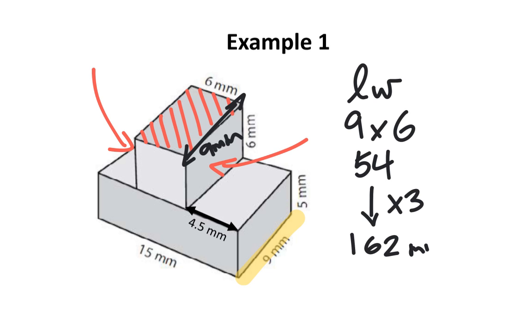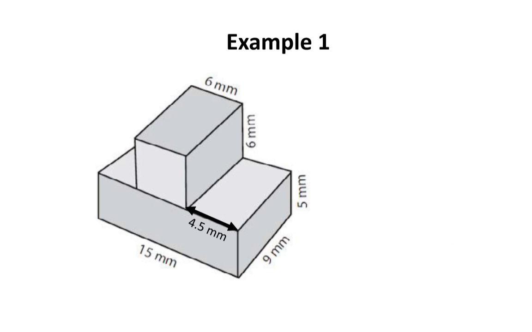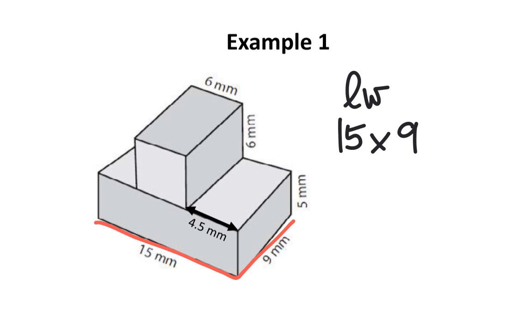162 millimeters squared. Last but not least, I'm going to focus on the bottom of this composite figure. This face is very difficult to see. It appears to be a rectangle, and the equation for area of a rectangle is length times width. The length here would be 15, and the width would be 9. 15 times 9 is 135. There is only one of these faces, therefore it is 135 millimeters squared.